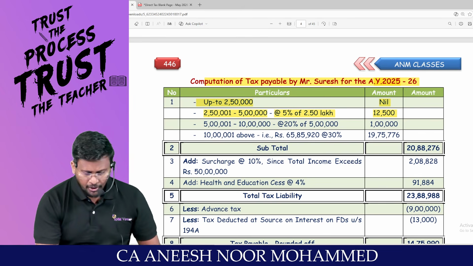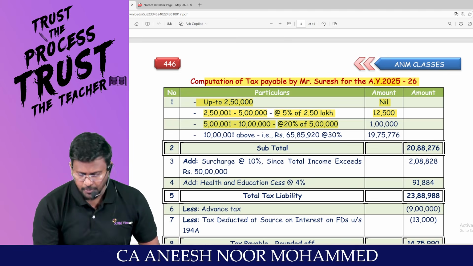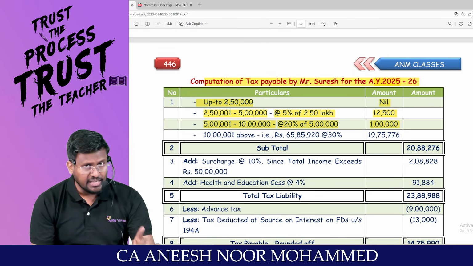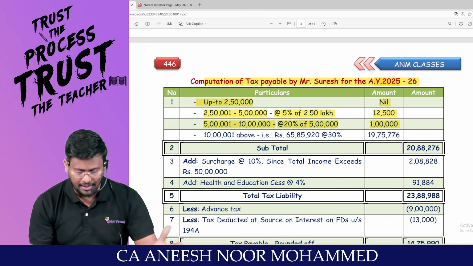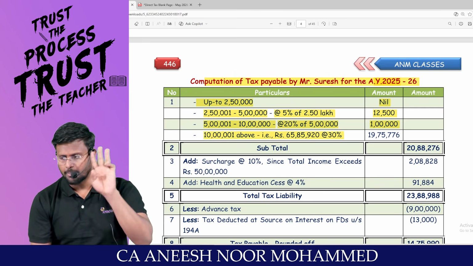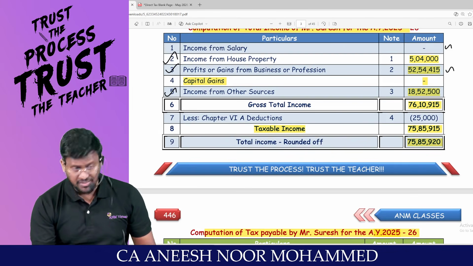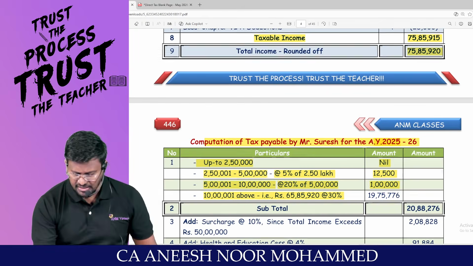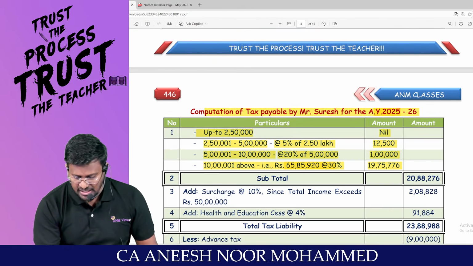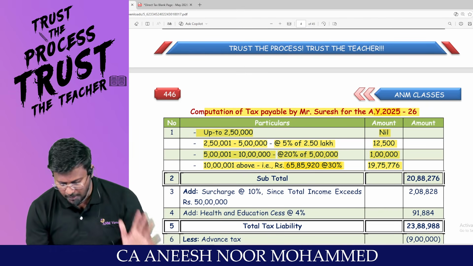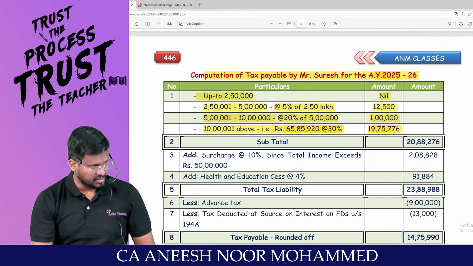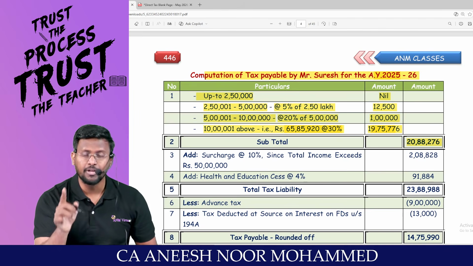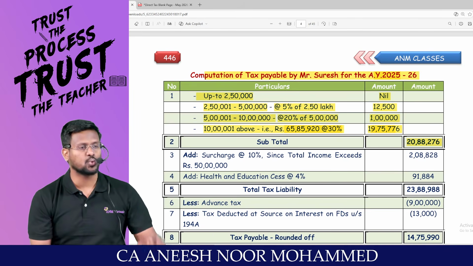The next slab, 5 lakh to 10 lakh, sir, how much percent? 20% comes to 1 lakh. That's it. Any income you are earning more than 10 lakh, you are liable to pay tax at the rate of 30%. That means you are having an income of 75 lakhs. So 75 lakh 85,920 minus 10 lakhs comes to 65 lakh 85,920, at the rate of 30% will be 19 lakh 75,776. So as per the optional tax regime, the tax payable before surcharge is 20 lakh 88,276.